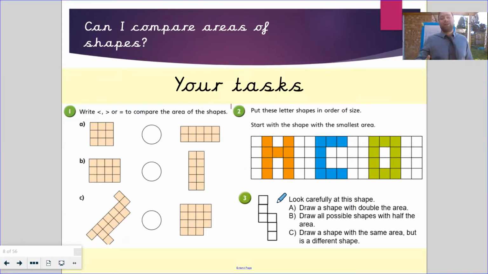And the whole point of this task is so that you're comparing areas. Which one is bigger, which one is smaller? Can area be the same and be a completely different shape? Hopefully you're going to get that from this video. The way you're going to be successful, obviously, is by showing that you can work out the area and tell me which one is bigger and which one is smaller. And the way you're going to do that is by counting the squares within the shape. So, good luck. Pause the video and get on with your work.